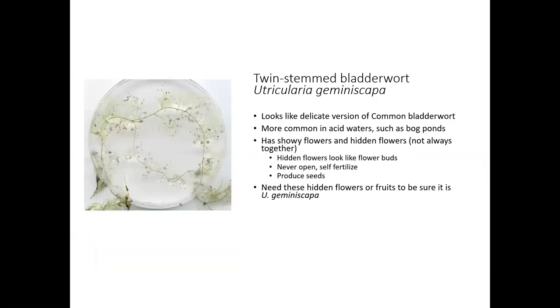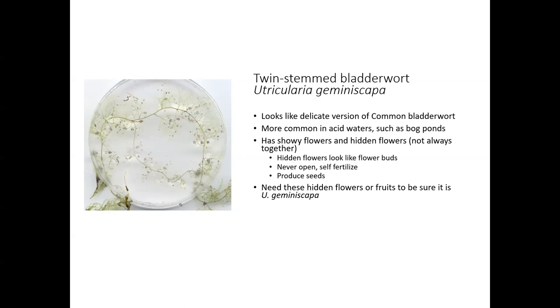Next. Okay, so the next one we're going to talk about is twin-stemmed bladderwort, not nearly as common as common bladderwort, but it basically looks like a delicate version of the one we were just looking at. The leaves are finer, the bladders tend to be a little more transparent, a little more pink, and it's more common in acid waters. I usually see it in bog ponds, but it can be found in other places. It can co-occur with the common bladderwort, but not always.